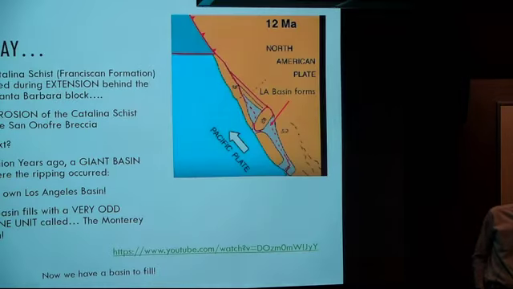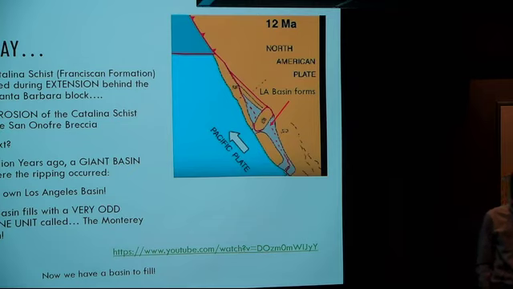I'm kidding. All right, so the Catalina schist was uplifted during the extension behind the rotating Santa Barbara block, and the erosion of the Catalina schist formed the San Onofre breccia.